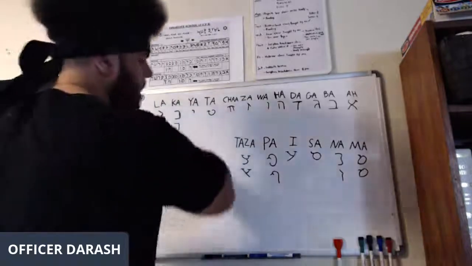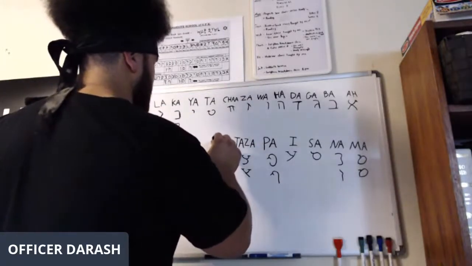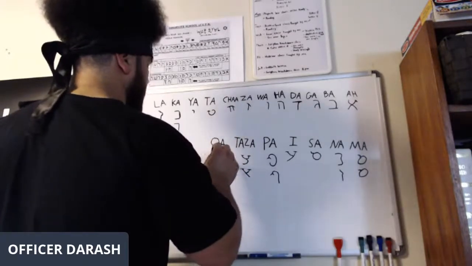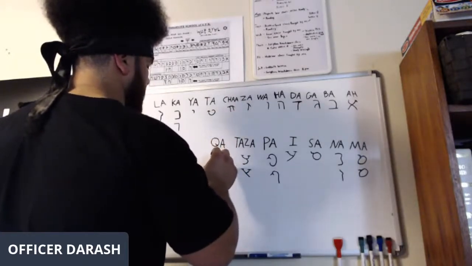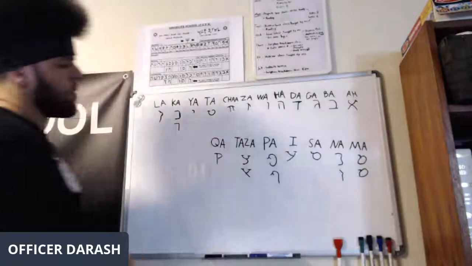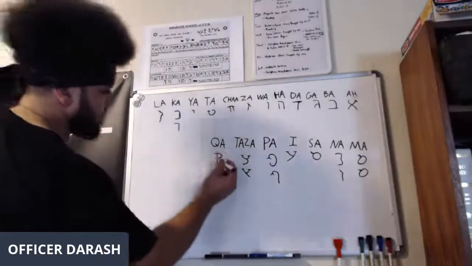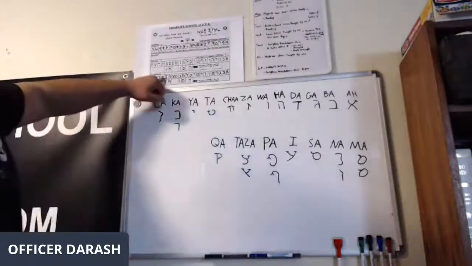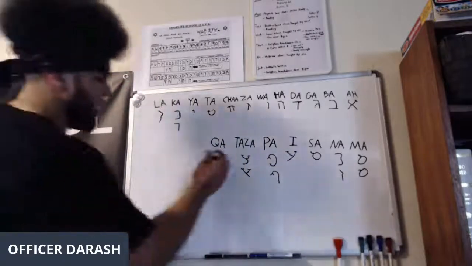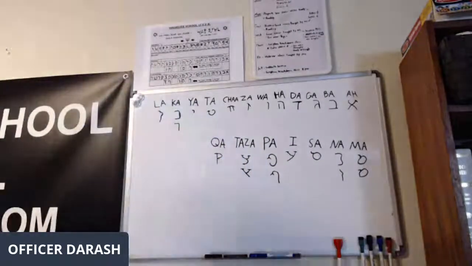Next would be the Kawash. That's the Qa. Theirs looks to me like an R, like a half-done R, basically. You can almost say it's like a P. Here's what it looks like up here. All right, this is it.